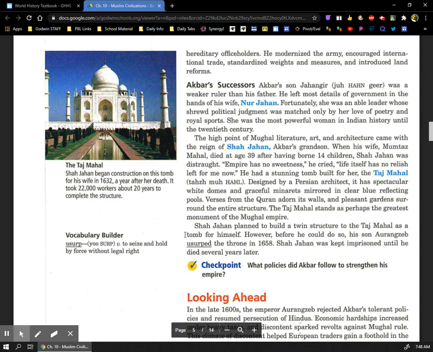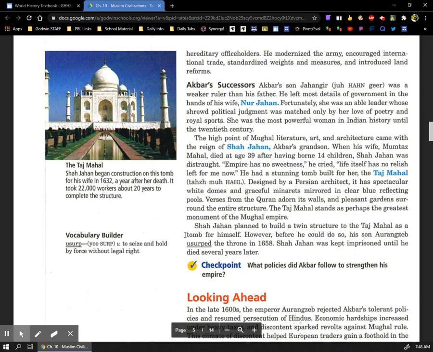The high point of Mughal literature, art, and architecture came with the reign of Shah Jahan, Akbar's grandson. When his wife, Mumtaz Mahal, died at the age of 39 after having borne 14 children, Shah Jahan was distraught. "Empire has no sweetness," he cried. "Life itself has no relish left for me now." He had a stunning tomb built for her, the Taj Mahal.